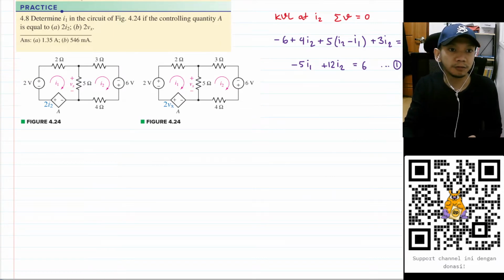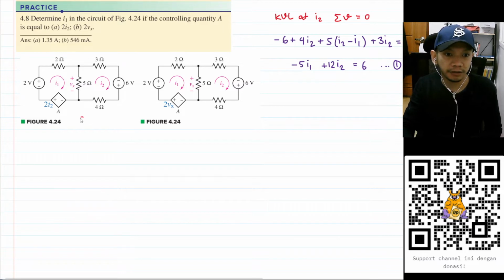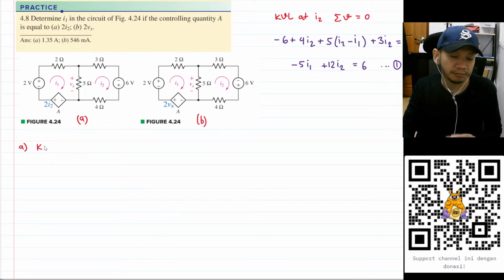And now let's work on problem A first. After this is finished, we will move on to problem B. So let's do problem A first. And maybe we should start by using KVL at loop I1.